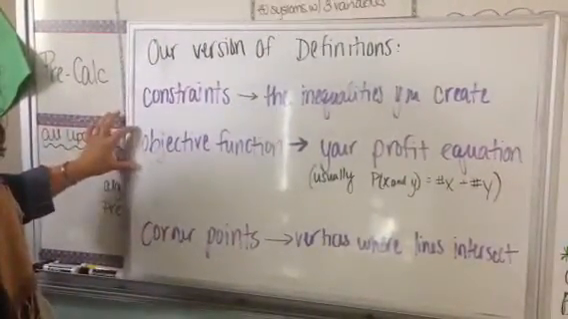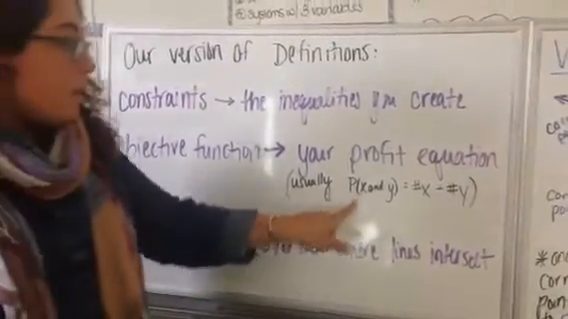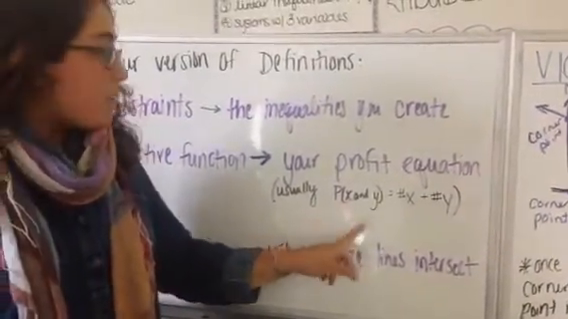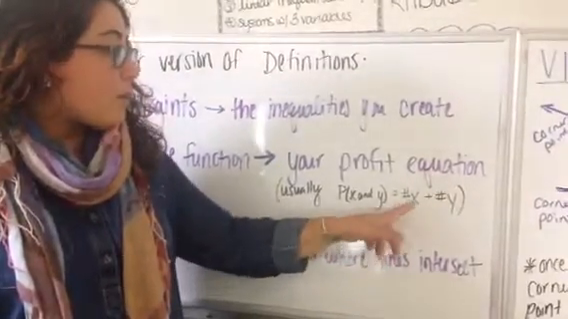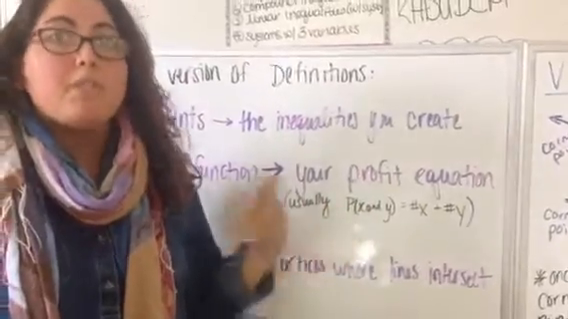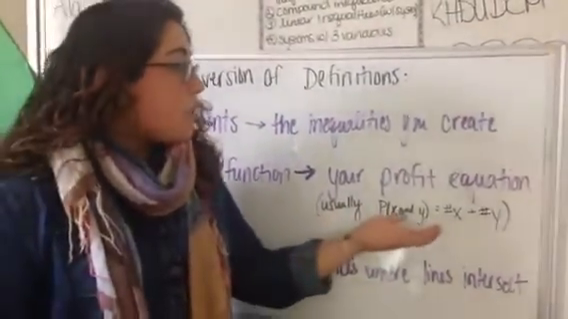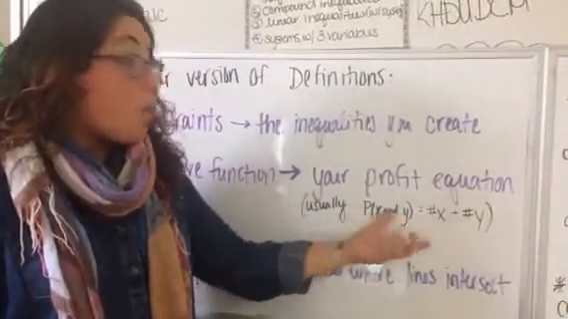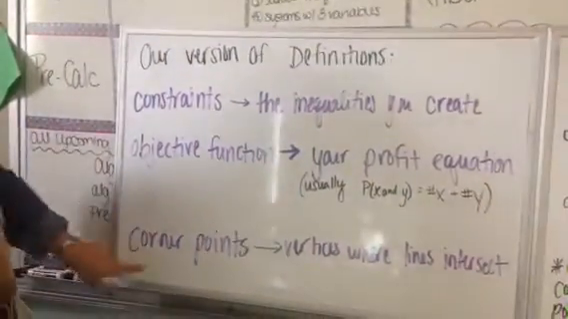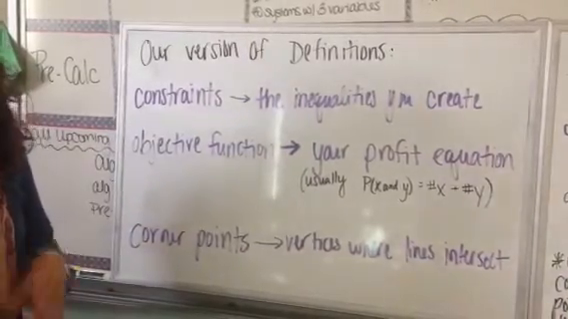So your objective function is going to be your profit equation. It's usually in the format, the profit of x and y, where you have some number times x plus some number times y. So it might be something like 3x plus 4y, depending on what they talk about as far as profit. It's usually going to be cost. We also want to talk about corner points, which are vertices where the lines intersect.